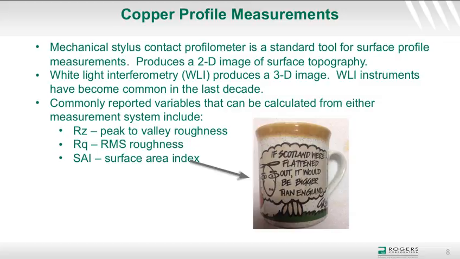And then surface area index is somewhat illustrated by a souvenir mug I got at a bicycling trip years ago. That essentially quantifies the additional surface area per unit surface area caused by the roughness. So this is the surface area index.